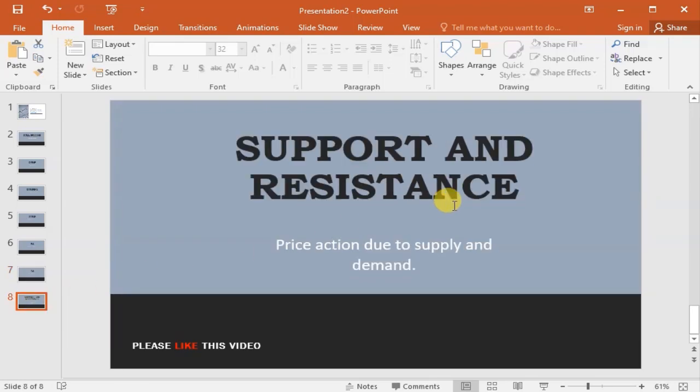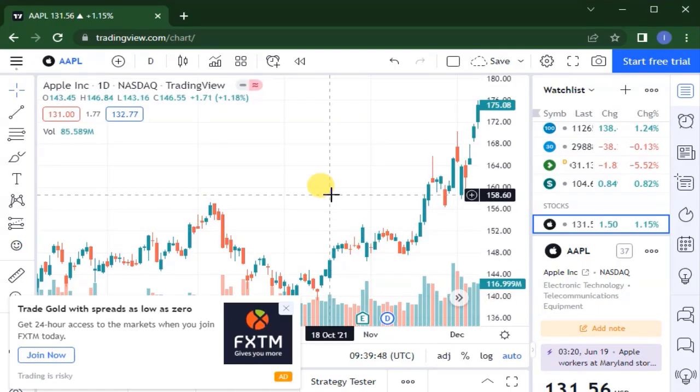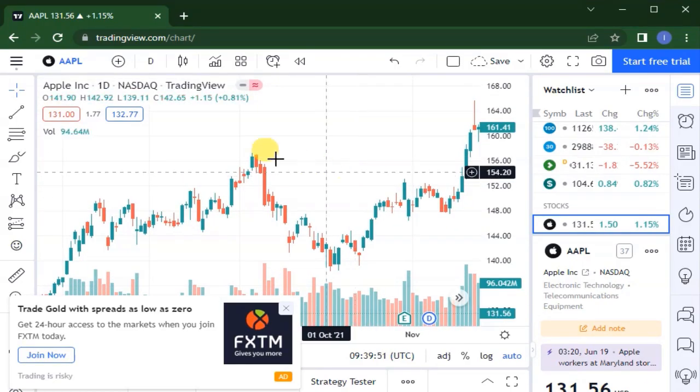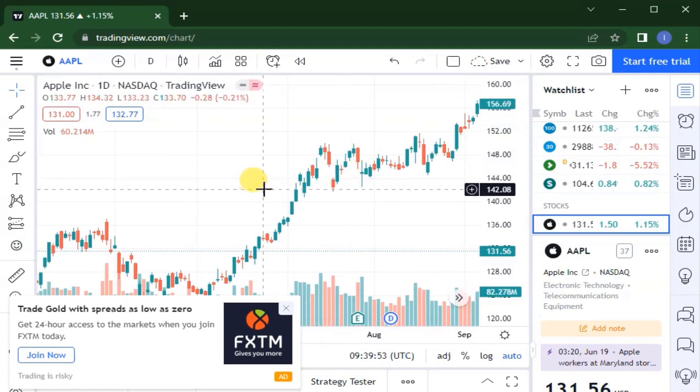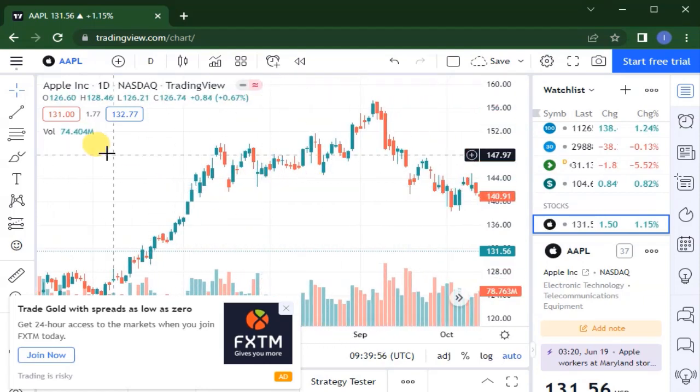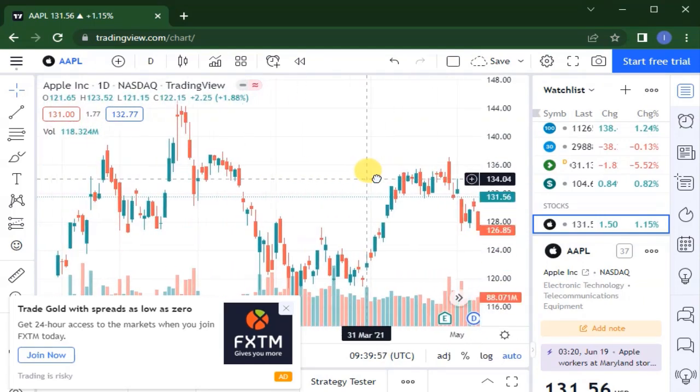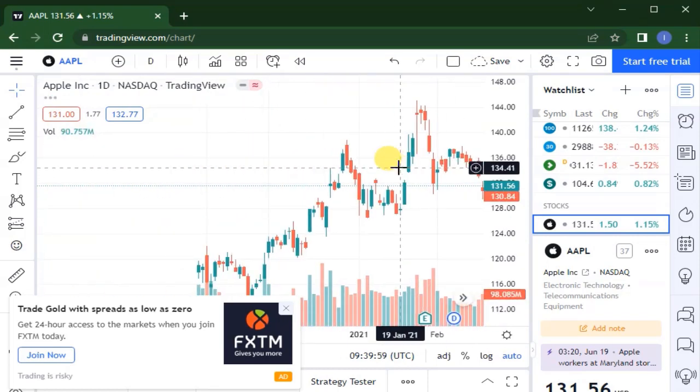The last terminology that I'll be talking about in this video is support and resistance. And support and resistance is simply price action due to supply and demand. I will quickly show you that on the chart. Resistance is, if you notice, let me show you.